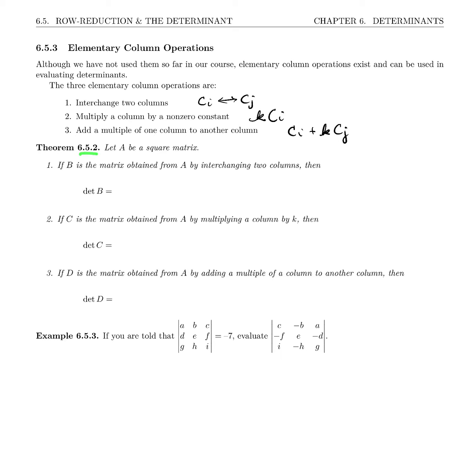Theorem 6.5.2 is also an analog to a theorem that we had for row operations. If B is the matrix obtained from A by interchanging two columns this time, then the determinant of B is negative the determinant of A, so absolutely the corresponding result. If C is the matrix obtained from A by multiplying a column by K, then the determinant of C is K times the determinant of A. And if D is the matrix obtained from A by adding a multiple of a column to another column, then the determinant of D is equal to the determinant of A. So the absolute analog of the theorem that we had for row operations.